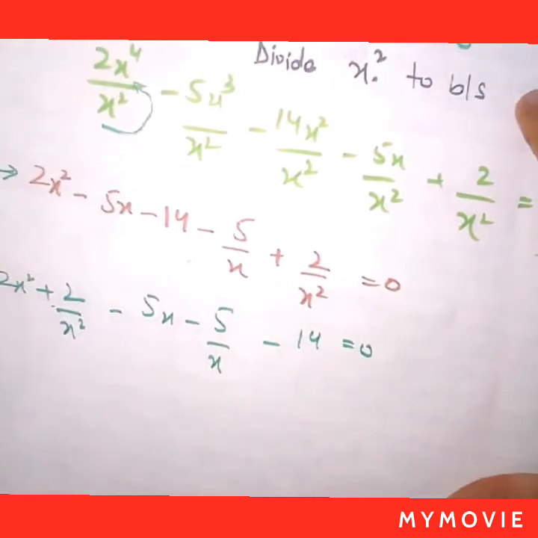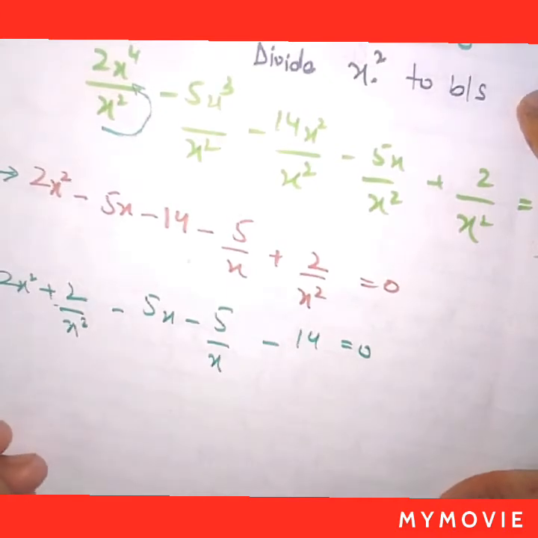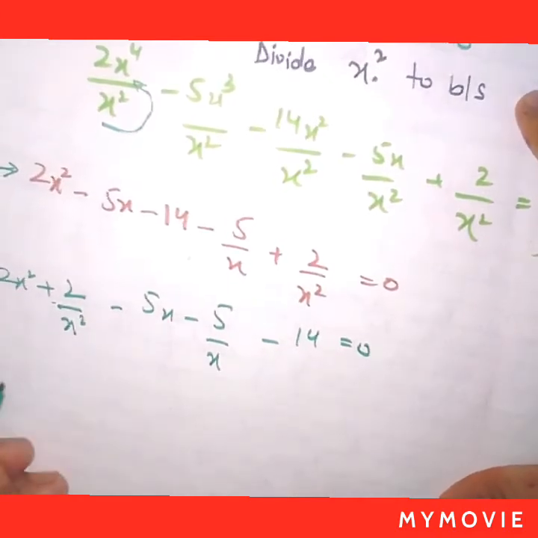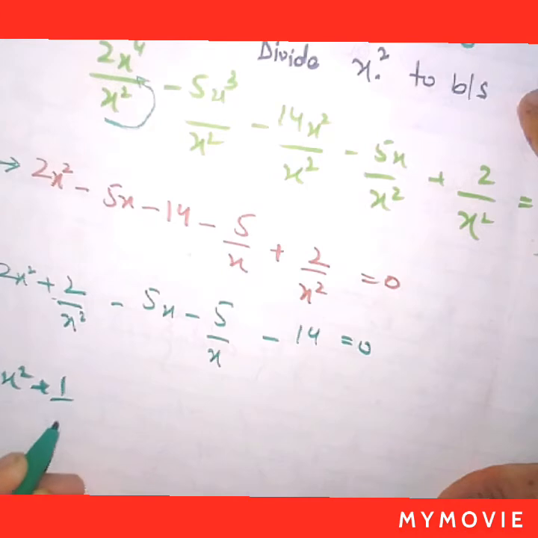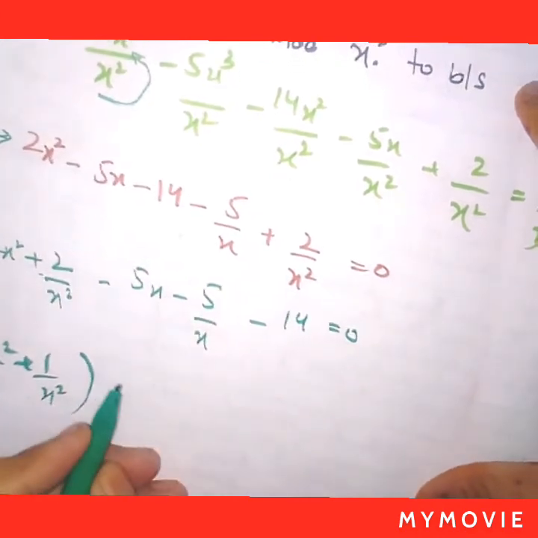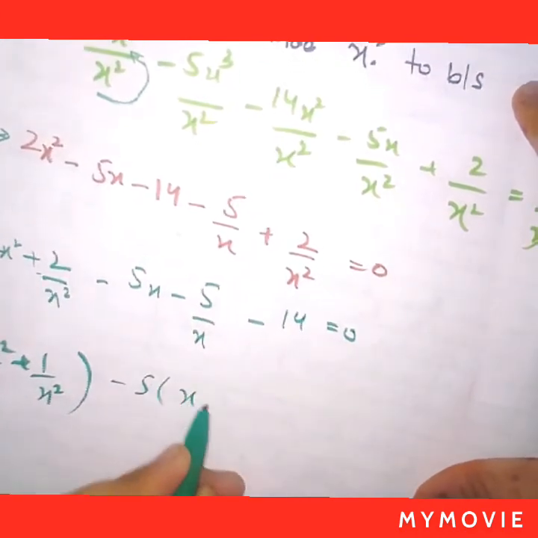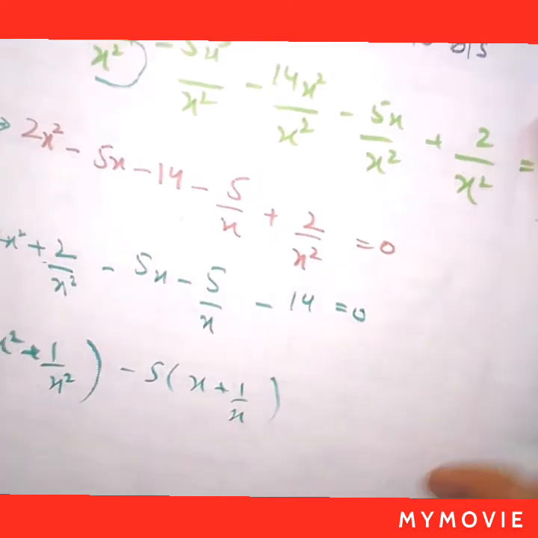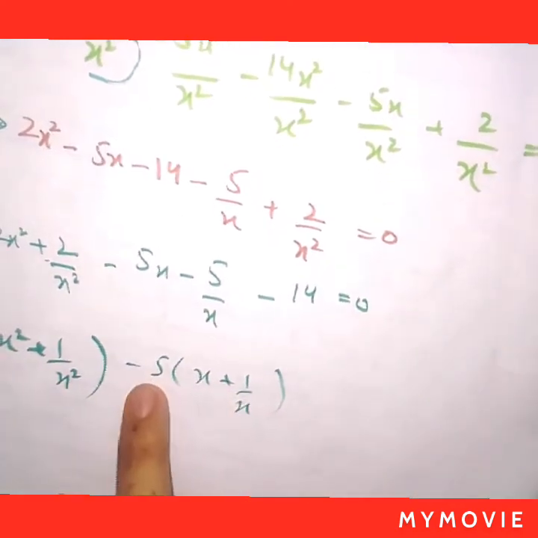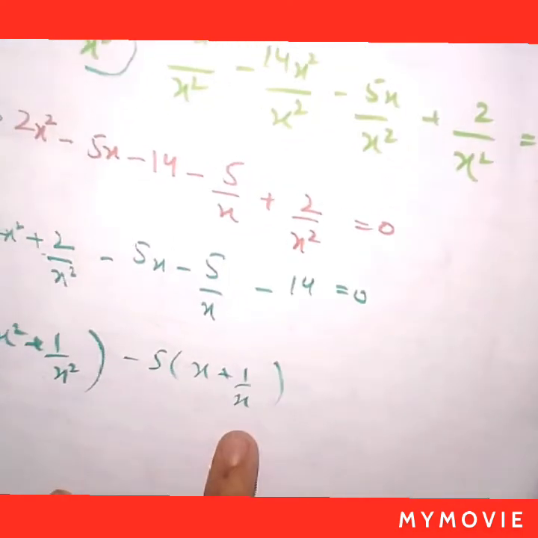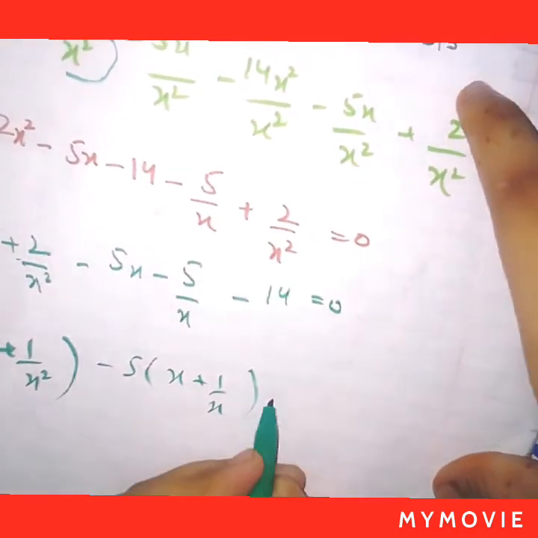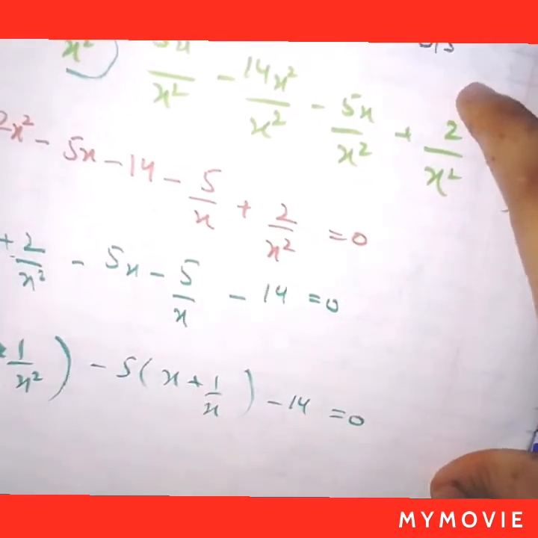Now we have to take common: 2 times x square plus 1 by x square, minus 5 times x plus 1 by x. Why is there a plus? Because we took common minus. When minus is multiplied inside, it becomes minus again. Minus 14 is equal to 0.